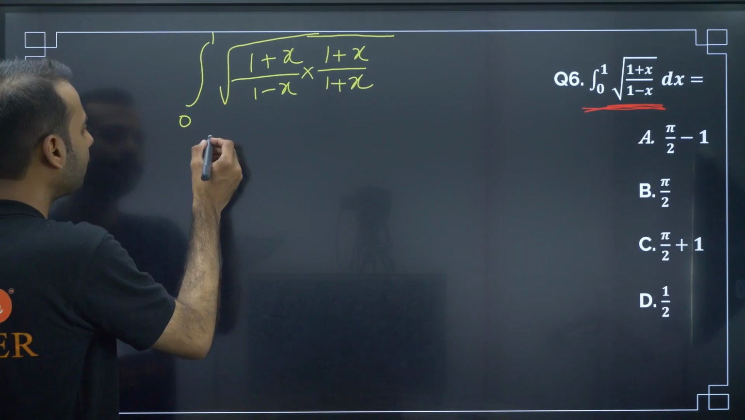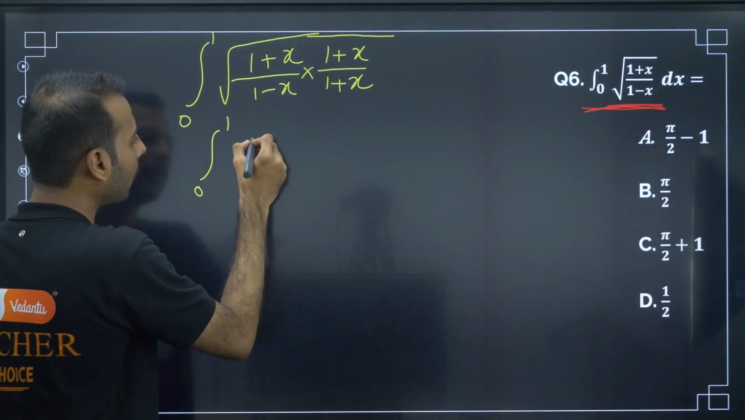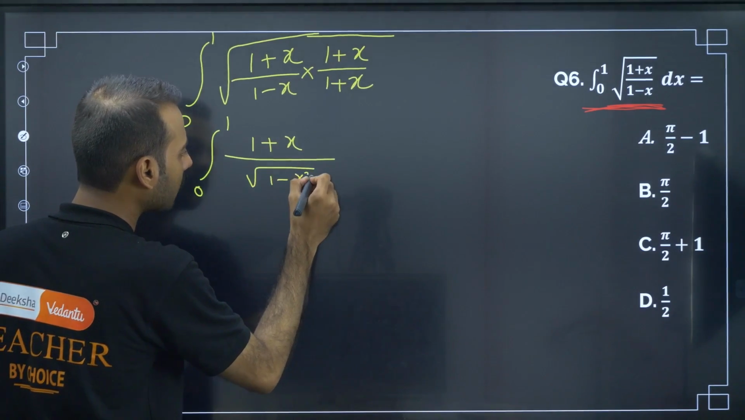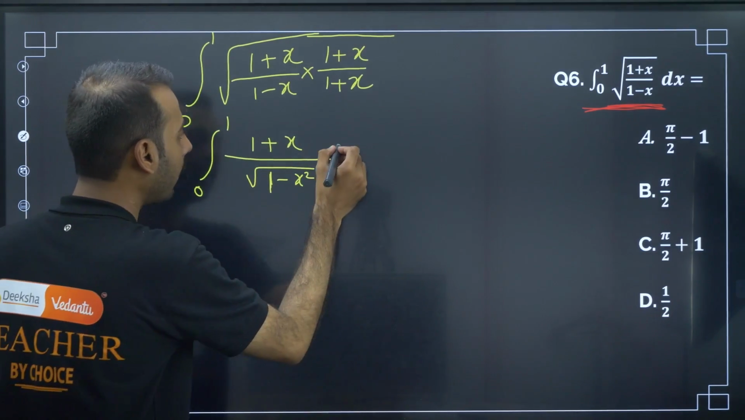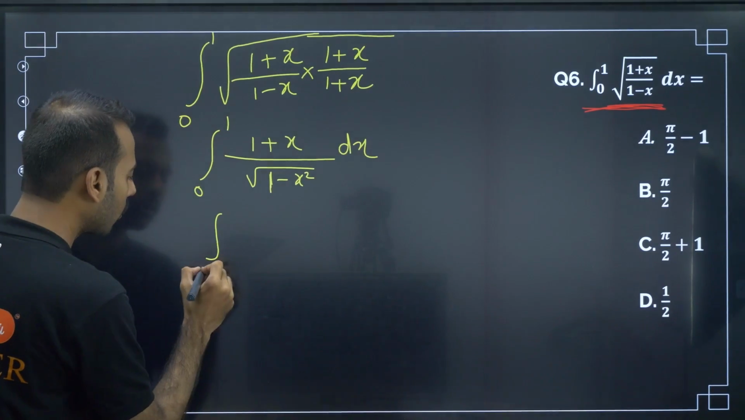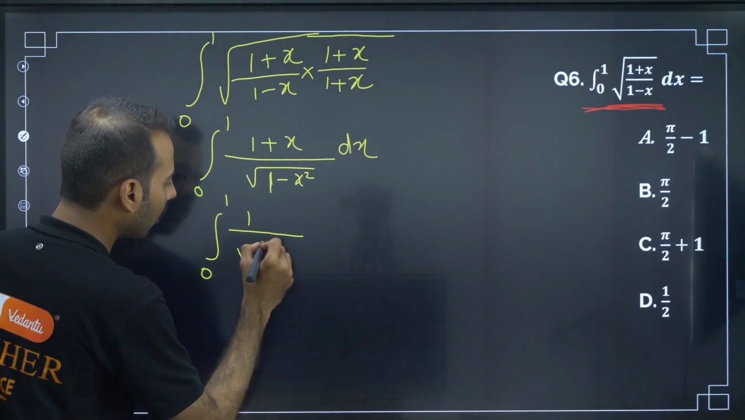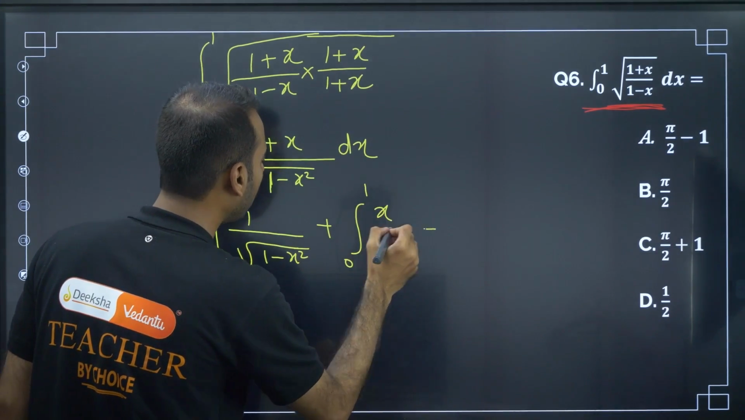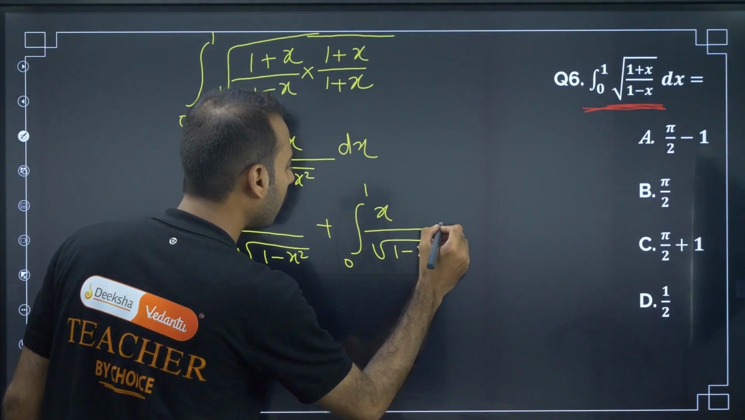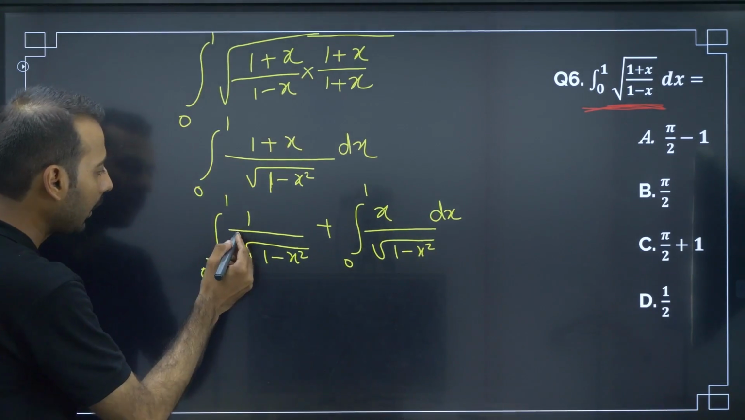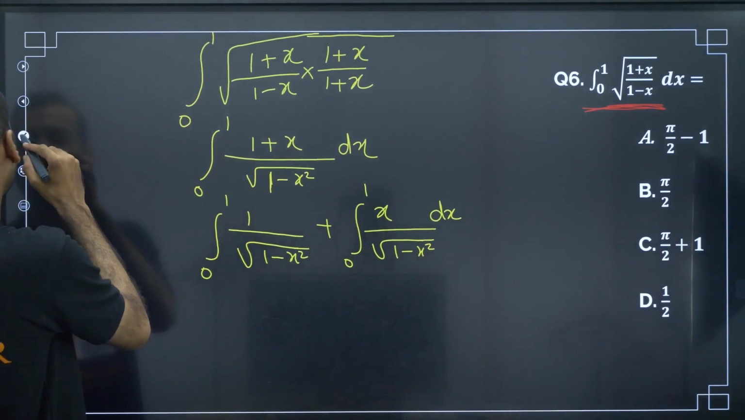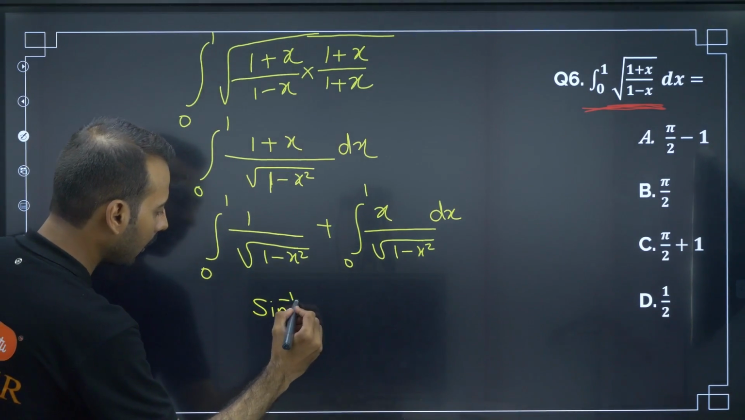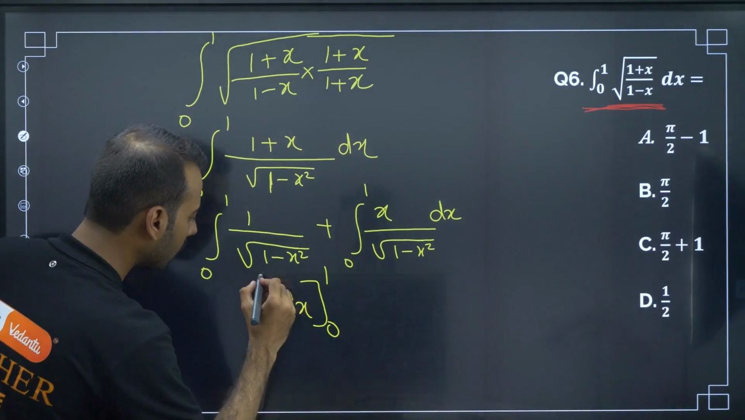So if I am doing like this, 0 to 1, this numerator becomes 1 plus x, denominator becomes root of 1 minus x square, and then dx as it is. 0 to 1, 1 by root of 1 minus x square plus 0 to 1 x by root of 1 minus x square dx. Now integration of 1 by root of 1 minus x square, this is standard integral, you should be knowing, this is equal to sine inverse x from 0 to 1.